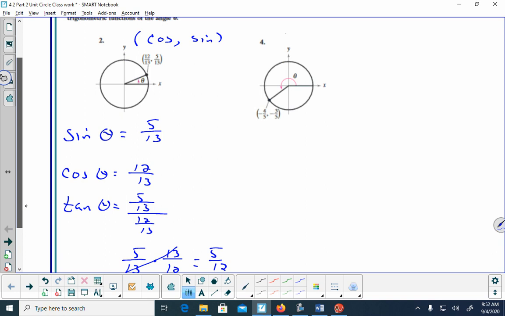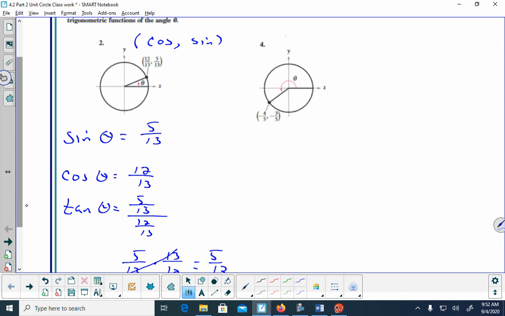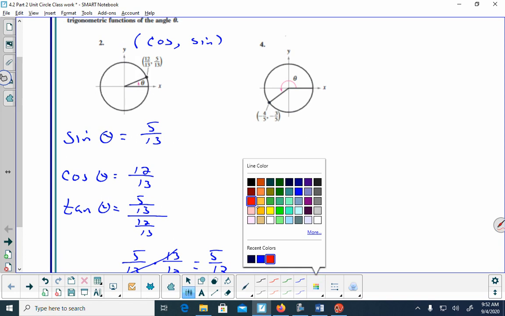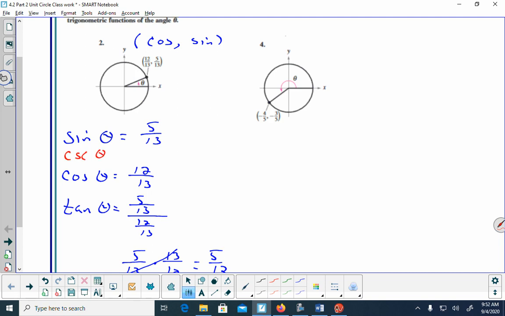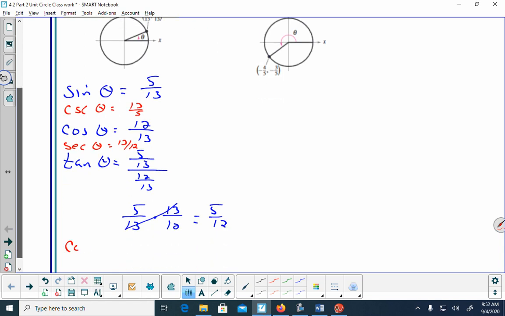Then I'm going to find the reciprocal. So I'm going to change colors to do that, and I'm just going to put them underneath. The reciprocal of sine is cosecant. So the cosecant of theta is going to be 13 over 5. The reciprocal of cosine is secant. So the secant of theta is going to be 13 over 12. And the reciprocal of tangent is cotangent, and that's going to be 12 over 5. So all I do to find the reciprocal functions is just take the original answer and flip it.